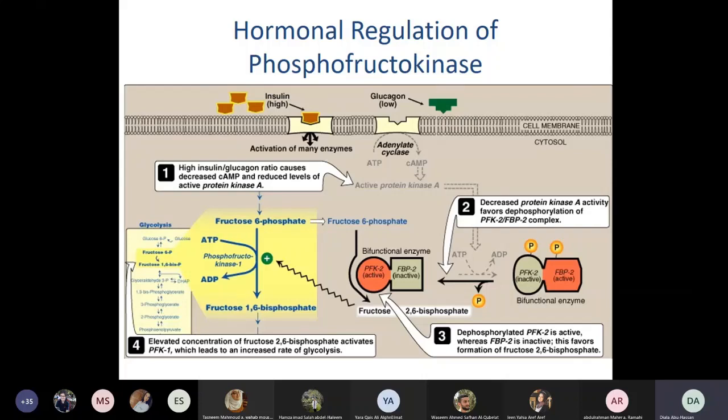لو كان في glucagon، يعني in low energy states, in low sugar states, there would be activation of formation of cyclic AMP, activation of protein kinase A, بعدين phosphorylation of this.